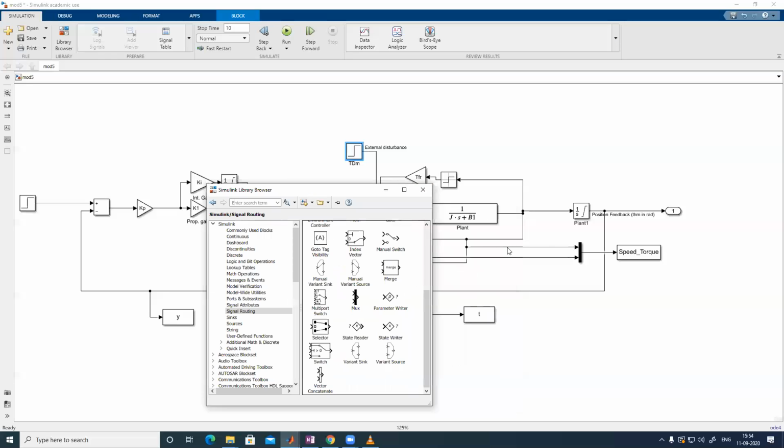MUX means it will take many inputs and give only one output. You can double click on this MUX and add a number of inputs. It will take the signals and give one output, and in MATLAB that output is segregated into the first input, second input, like that. First come, first out only.